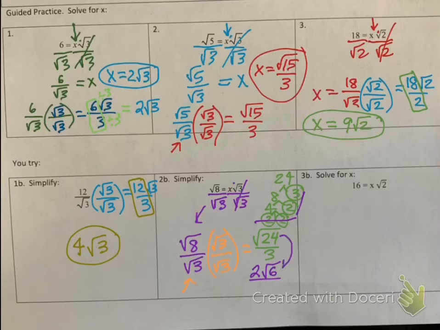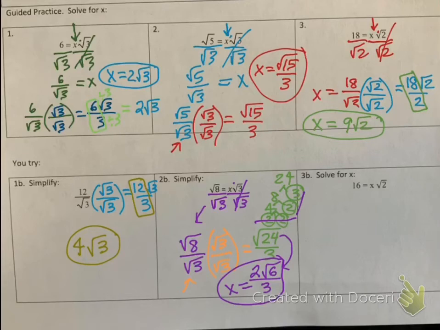So all I'm doing is replacing the square root of 24 with 2 square root of 6, and then the denominator was a 3. So this is completely simplified because 2/3 can't be reduced. 6 does not have any pairs. So x is equal to 2 root 6 over 3.